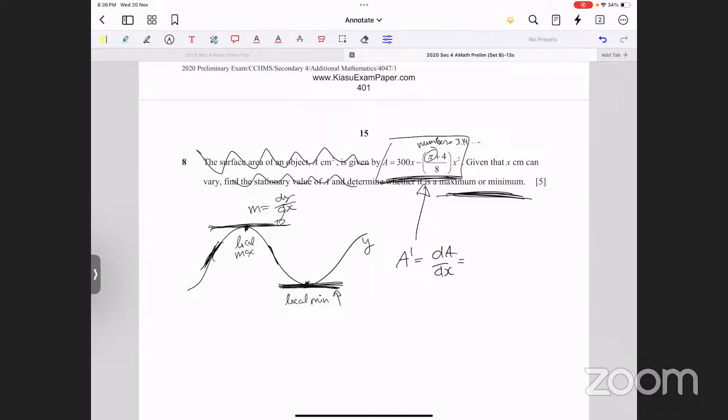Okay, let's try this again. Guys, we're going slow today. The differential of 2x is 2. Thank you. The differential of 300x is 300. And then the differential of this guy, pi plus 4 over 8 x squared. Differential of 2x squared. What is it, Ariel? 2x power 1 times 2. Oh, 4x. Yeah, 4x.